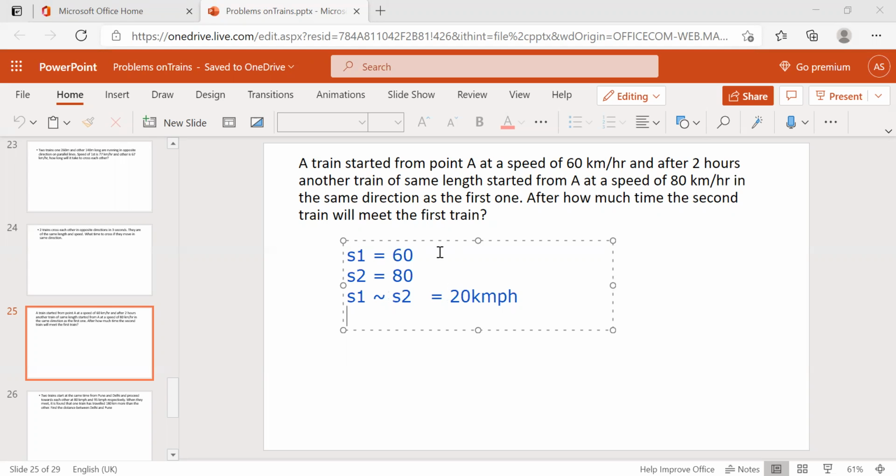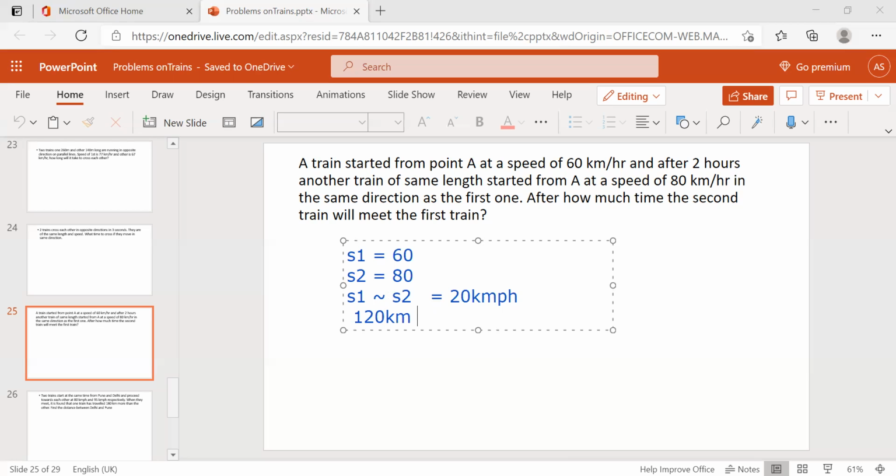What is given? A train started first. One train started at point A first. After 2 hours, another train started from the same place. So in 2 hours, how many kilometers will the first train travel? 60 km per hour means in 1 hour it will cover 60 kilometers. In 2 hours it will cover 120 kilometers. So the first train is 120 kilometers ahead of the second train.